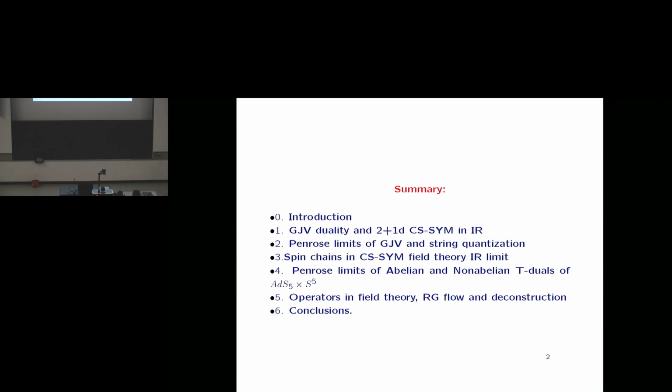So I'll first tell you about one such application for the duality found by Guarino, Jafferis, and Varela. And we'll see that we take some Penrose limits and try to understand the spin chains that appear. And then another application is for T-duals of the abelian and non-abelian kind of the standard AdS5 × S5, and again trying to understand the field theory and learn something about it.